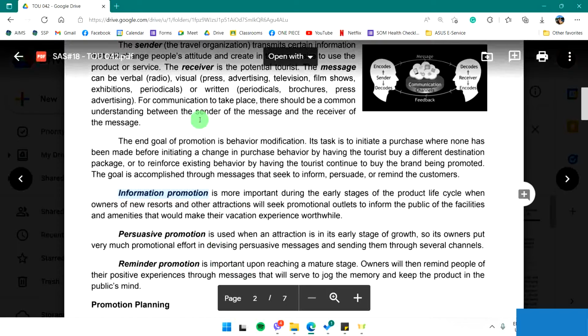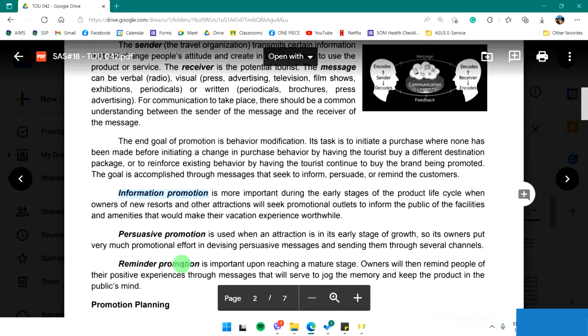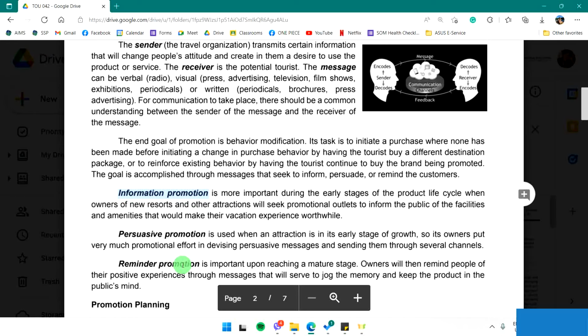The sender of the message should know the purpose of the message and kung kanino niya to ibibigay, and in this case, to the potential receivers. And the receiver of the message should know the purpose of it, which is to give information, based from the word itself. So, information promotion, dito ang focus ng mga businesses within the early stages of the product life cycle. More on information dissemination talaga. Pagbibigay ng impormasyon kung anong meron sa business natin.